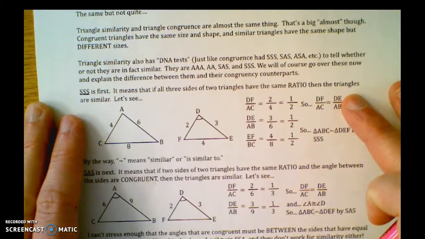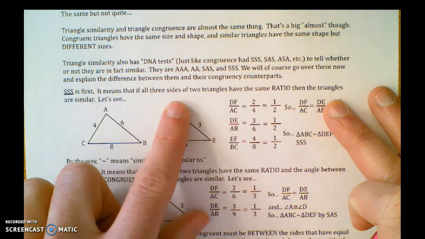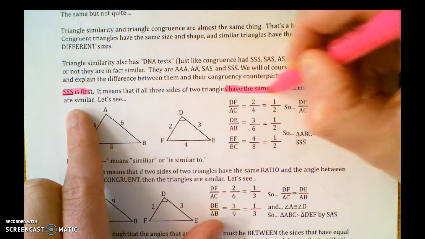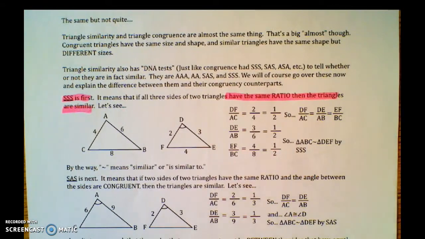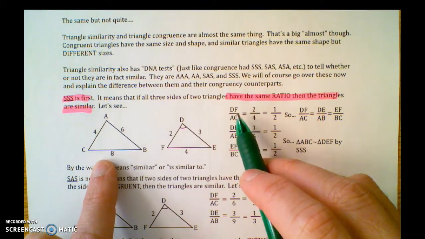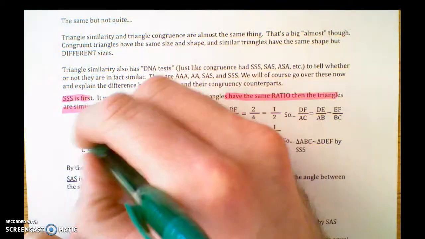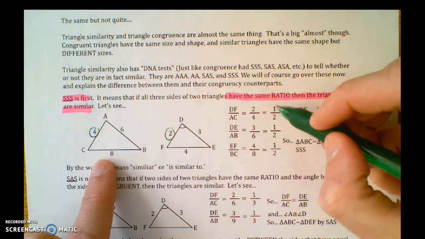So first is SSS. This means if all three sides of two triangles have the same ratio, then the triangles are similar. So I need three ratios to be the same between two triangles. So let's take a look and see. Here we have the sides matching up that we've been working on, the corresponding sides. DF matches up with AC. And the ratio there is 2/4, and if we reduce that it turns into 1/2.